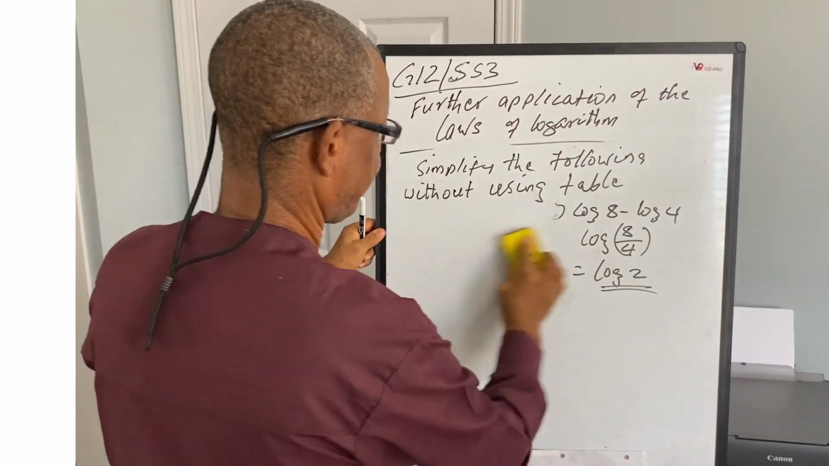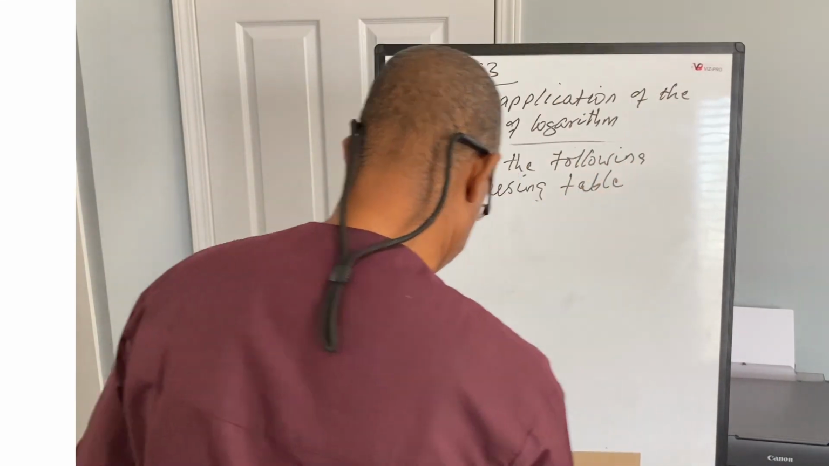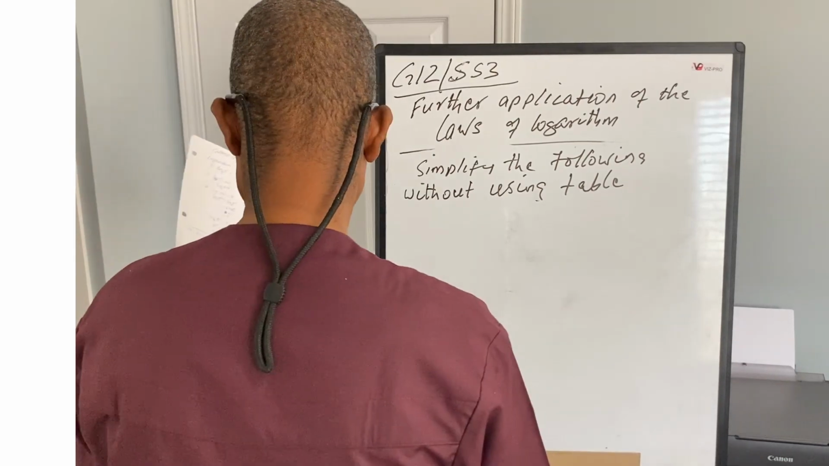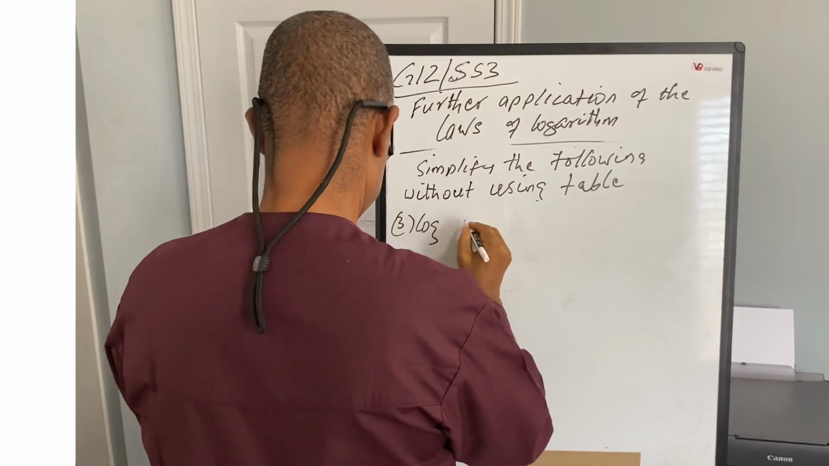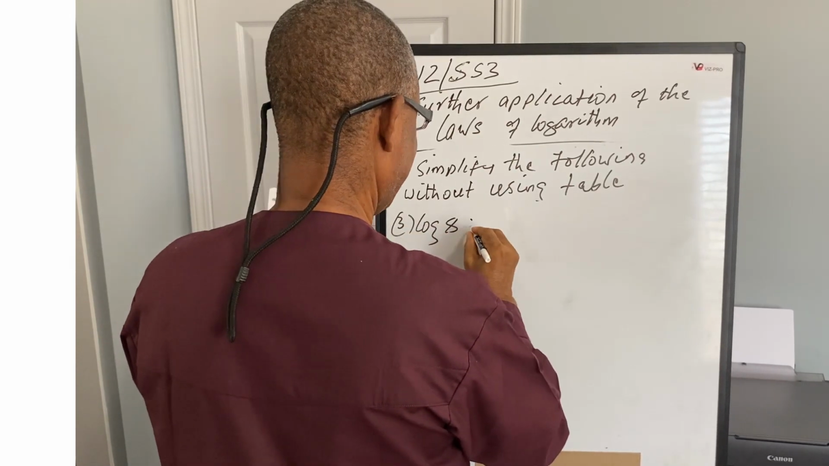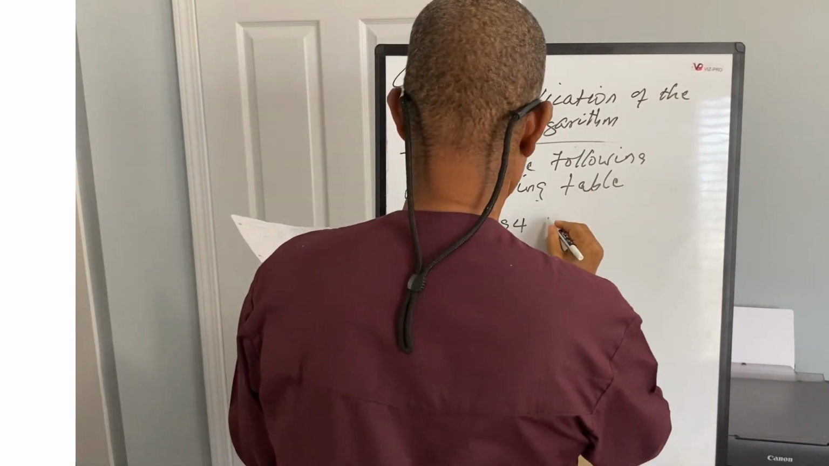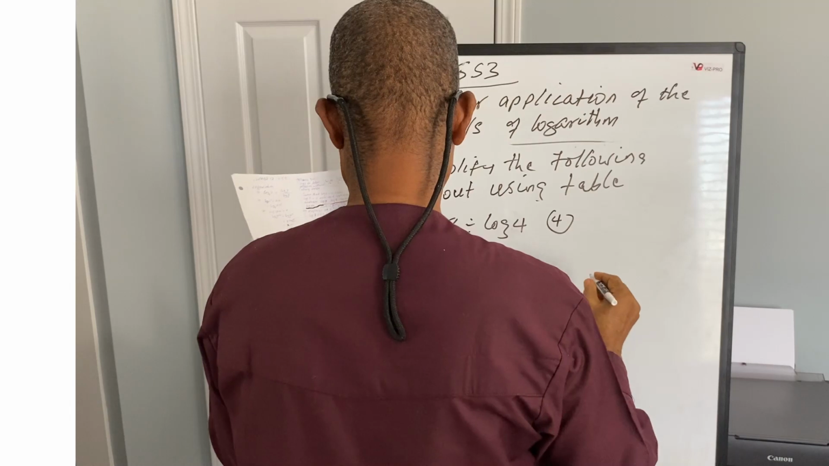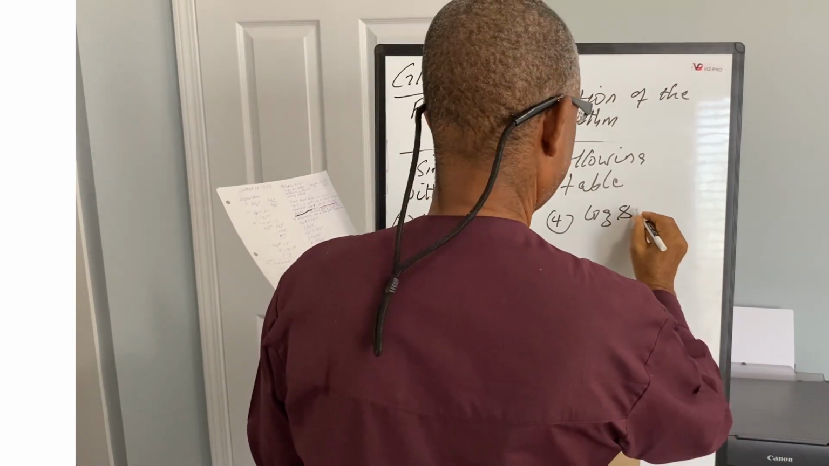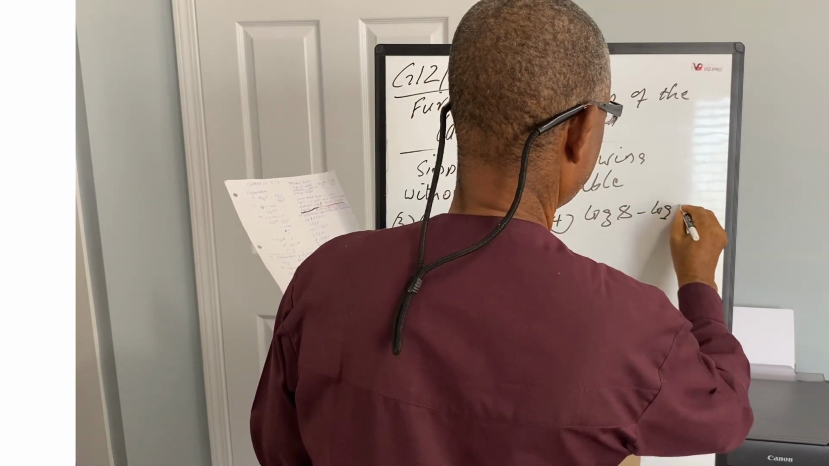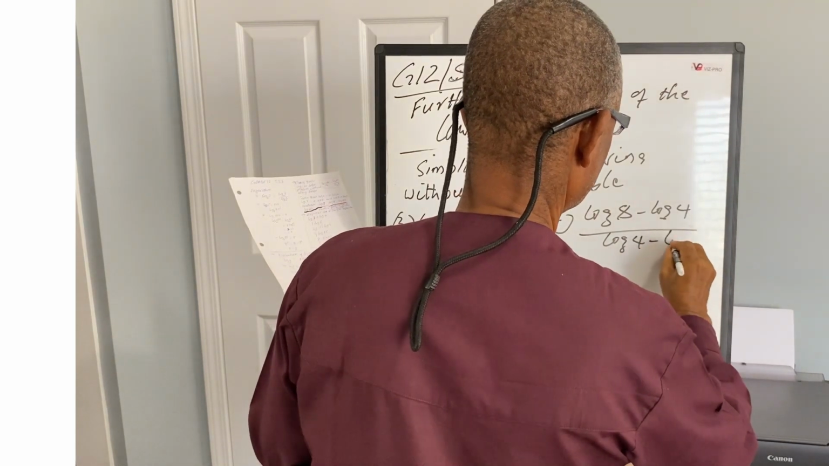More examples. Under this simplification without using table, number 3, we have log 8 divided by log 4. And then number 4, that is log 8 minus log 4 over log 4 minus log 2.